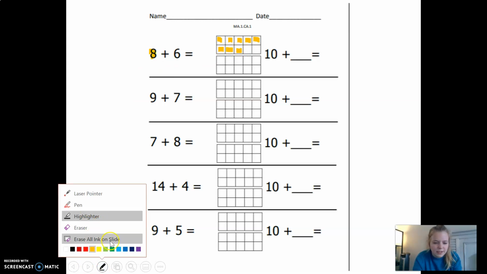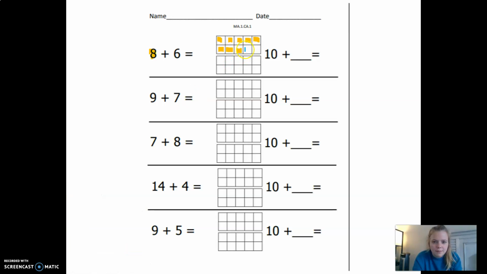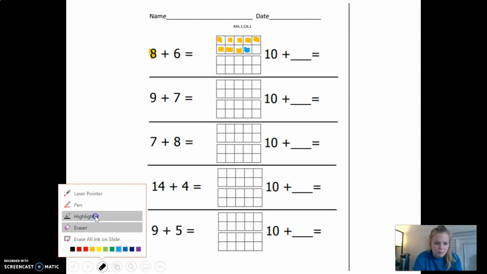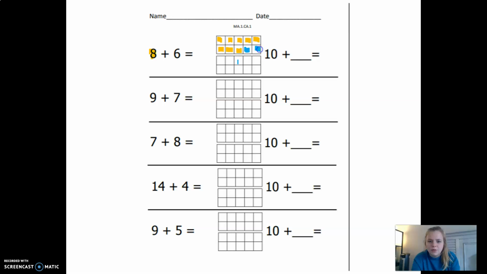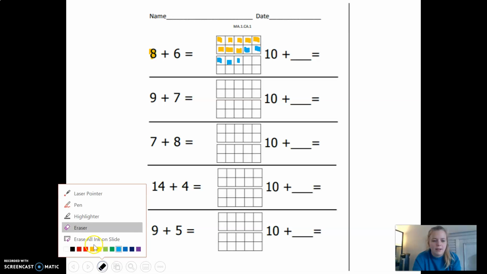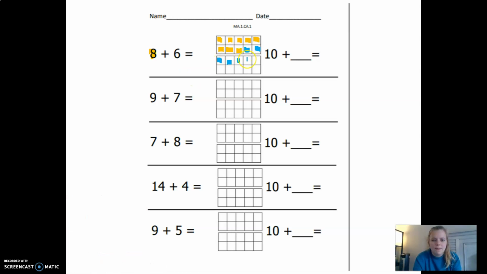I'm going to use a different color for 6. Doing 8 plus 6. So I'm going to start where I left off in this 10 frame. 1, 2, ooh, uh-oh. Erased all my other ones. So I have my 6, I did 1. I'm going to keep going with my 6 and do 2, 3, 4, 5, and 6. Okay? So I have my 8 plus 6 all filled in.